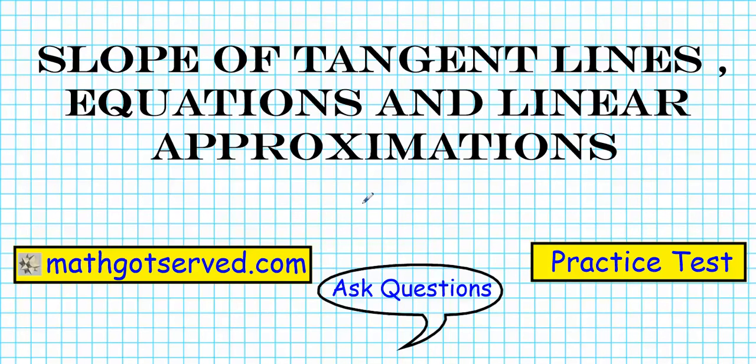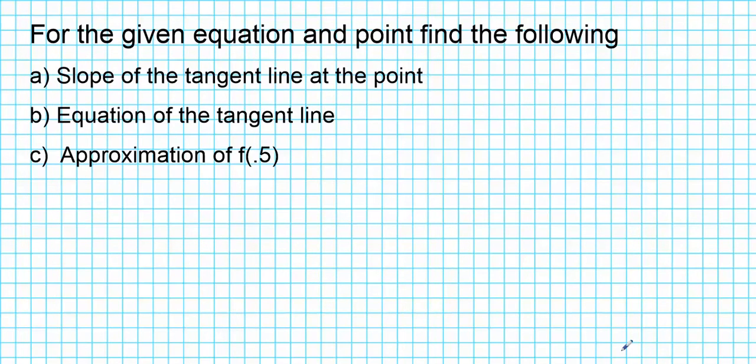In this clip, we're going to be going over how to find the slope of tangent lines, equations of tangent lines, and how to carry out linear approximations of functions using the tangent line. All right, so instructions for this question is as follows. For the given equation and point, we're to find the slope of the tangent line at the point, the equation of the tangent line to the point, and the approximation of the function at 0.5.